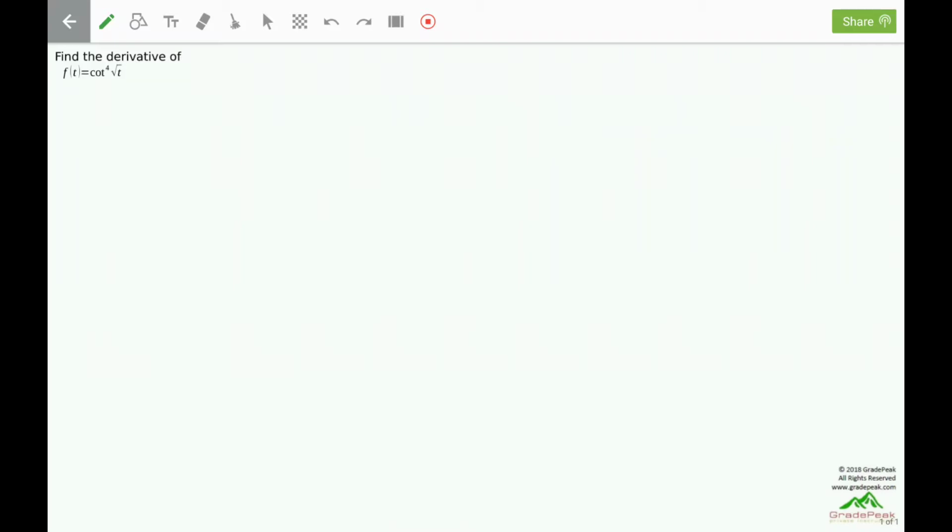Find the derivative of f of t equals cotangent to the fourth of the square root of t. f of t here is a trig function, cotangent to the fourth power of the square root of t. Remember that that means to take the cotangent first of the square root of t and then raise the entire thing to the fourth power.